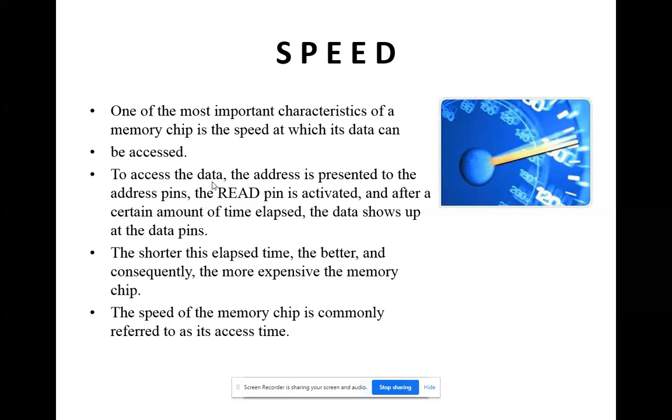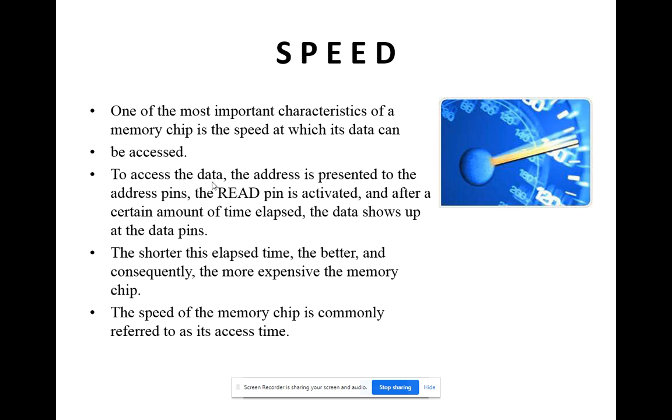Then speed of the memory device. One of the most important characteristics of a memory chip is the speed at which its data can be accessed. For example, if you want to access any data from the memory, speed plays a very important role. For example, if you copy from a mobile to a system, or from a system to some memory device chip, it should be copied quickly, in microseconds. That will determine the speed. Based on the speed only you will be judging the performance of your memory device.